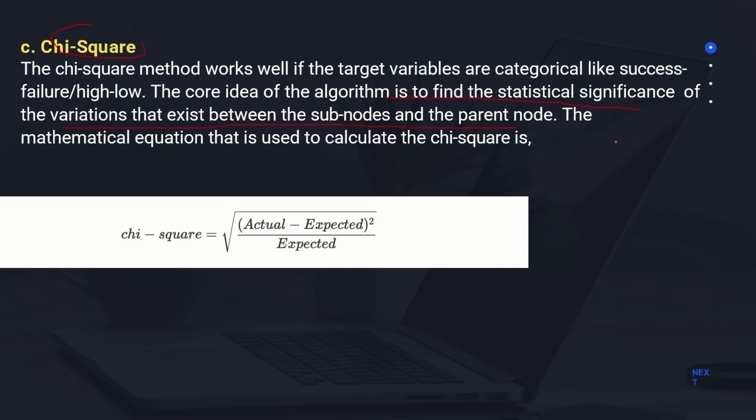So whenever we apply chi-square, the main goal should be the statistical significance of the variation that exists between the subnode and the parent node. So we have a parent node and two subnodes. We find the statistical significance, or the importance, between the root and the sub branches. So we find the statistical significance of the variation that exists between the parent or the root and the subnode. The mathematical equation is being derived here.